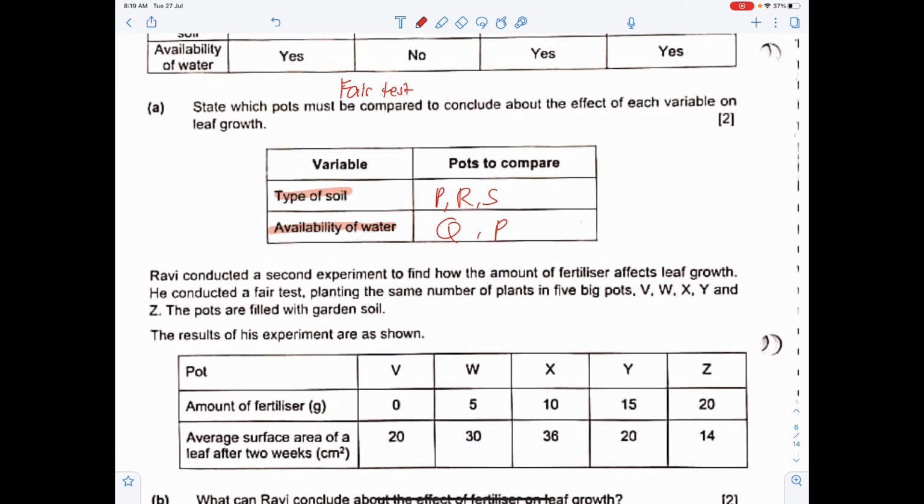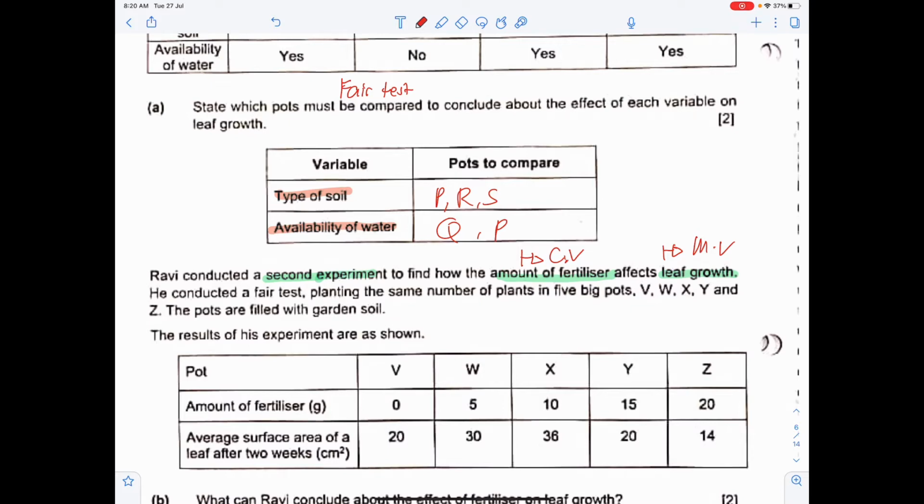Next, Ravi conducted a second experiment. So this is the second experiment. Make sure you note it, okay? To find out how the amount of fertilizer affects leaf growth. So amount of fertilizer in this case is your change variable, and leaf growth is your measured variable. Make sure you annotate. You're going to deal with a lot of experimental questions.